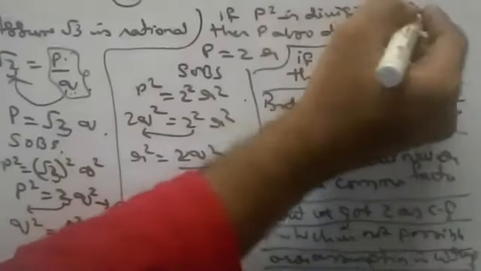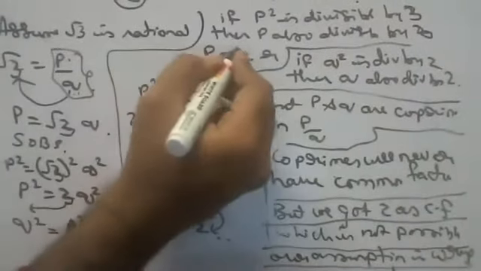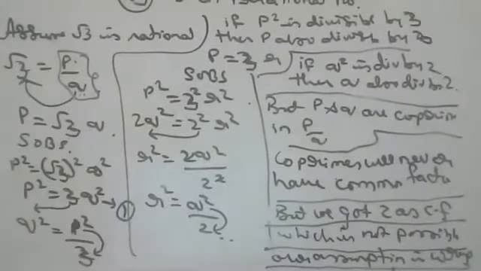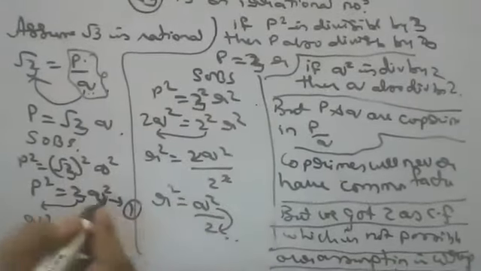If p square is divisible by 3, then p is also divisible by 3. So p is equal to 3r, because 3 into something is p. Again, p square is 3 square r square. Okay, children, squaring on both sides.